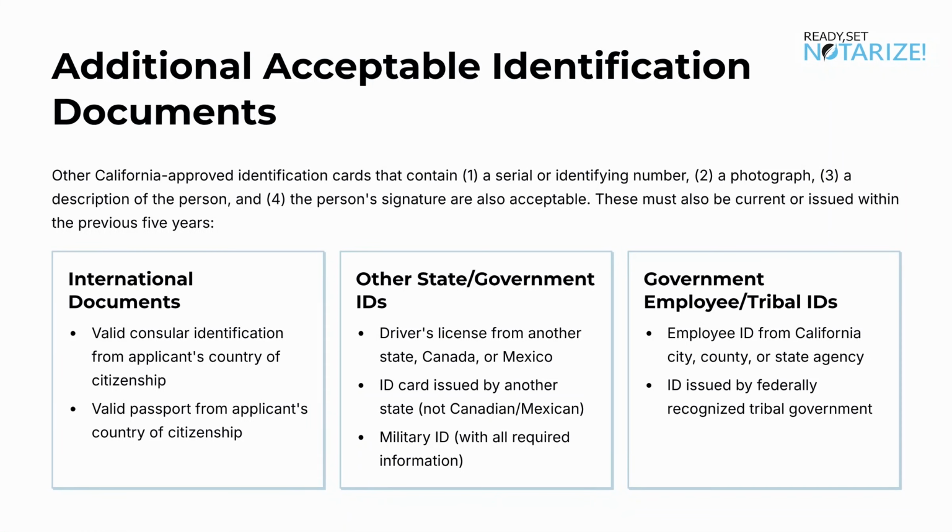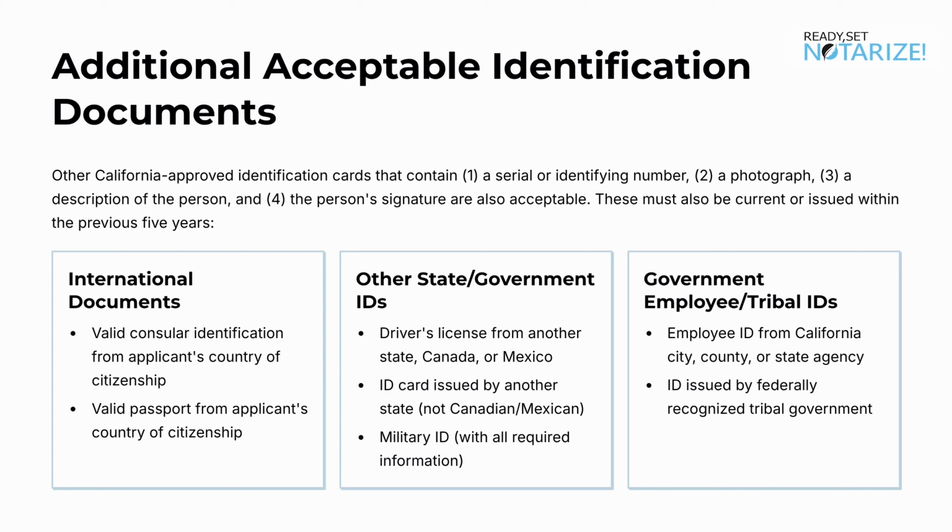Other California approved identification cards, consisting of any one of the following, that contain a serial or other identifying number, a photograph of the named person, a description of the named person, and the signature of the named person are also acceptable. These forms of identification must also be current or have been issued within the previous 5 years.